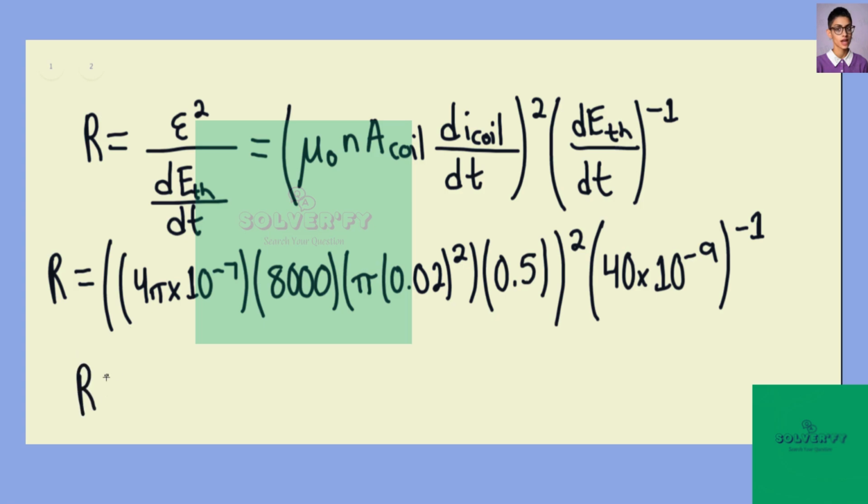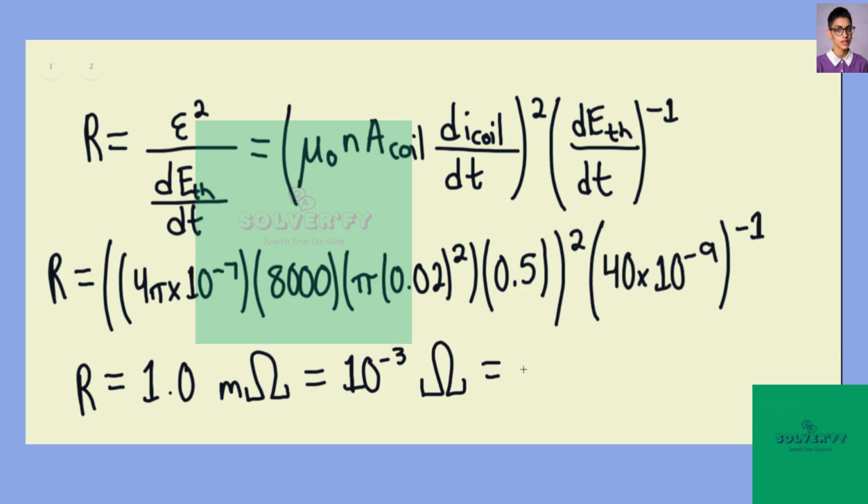We find that the resistance here is approximately 1.0 milliohm, or 10 to the negative third ohm. This would equal the resistance. That is the end of the solution.